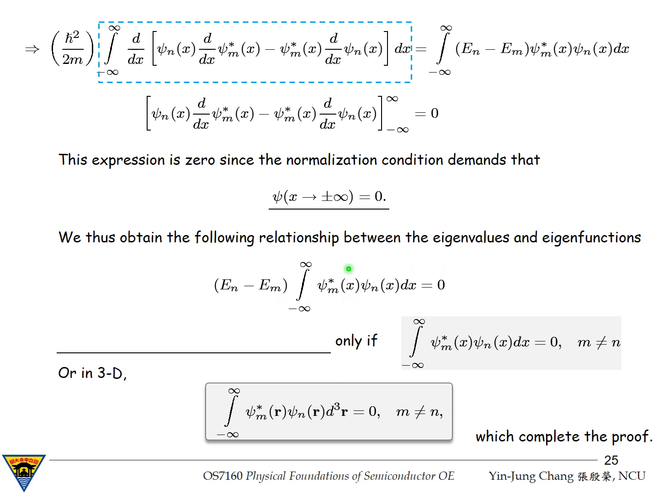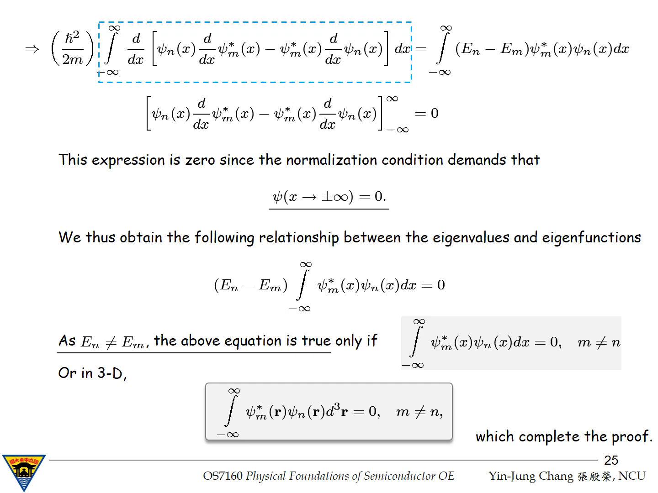So the energy difference times the inner product of psi sub m and psi sub n must be equal to 0. Now here is the key conclusion. If E sub n is not equal to E sub m, then the factor E sub n minus E sub m is not 0. Therefore, the only way the equation can hold is if the integral is equal to 0. And this is exactly the orthogonality relation for distinct eigenfunctions.